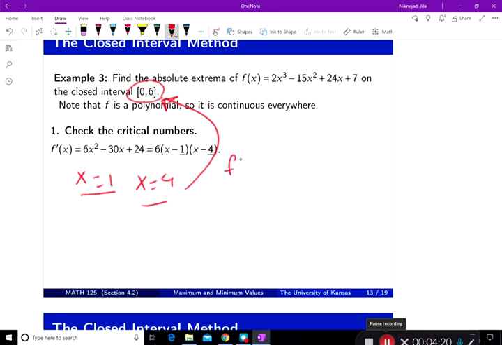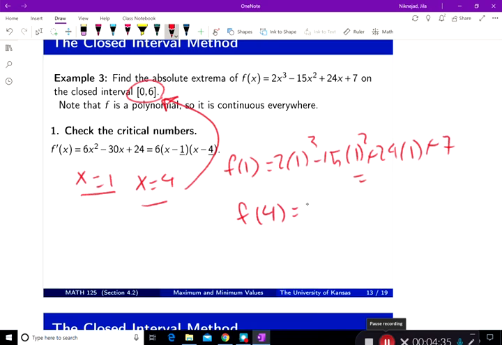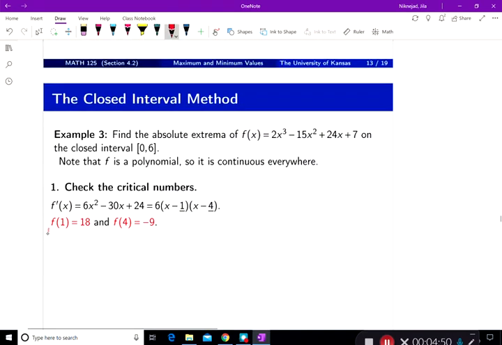How do I do that? I write f of 1 equal to 2 times 1 to the power 3 minus 15 times 1 to the power 2 plus 24 times 1 plus 7, and I compute that. And then I find f of 4, which is 2 times 4 to the power 3 minus 15 times 4 to the power 2 plus 24 times 4 plus 7. And then f of 1 is going to be 18, f of 4 is going to be negative 9, and those are the two values that I evaluated. What is left? I found the critical numbers. I found the function at those two critical numbers.